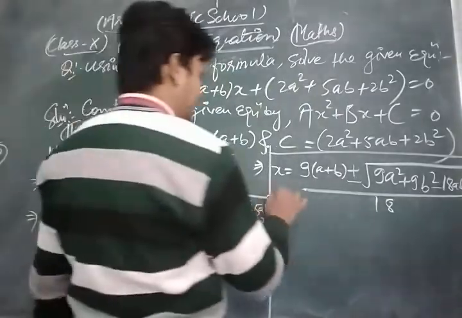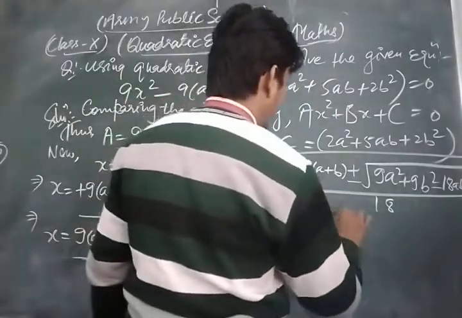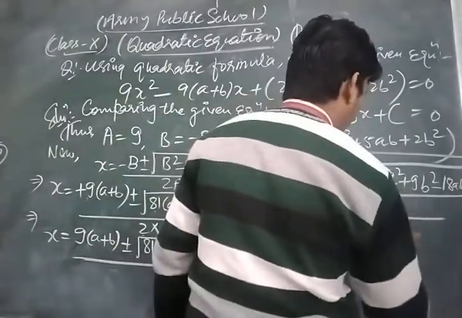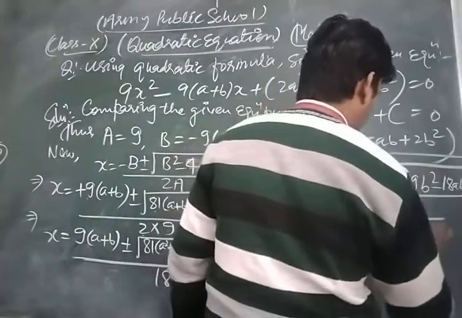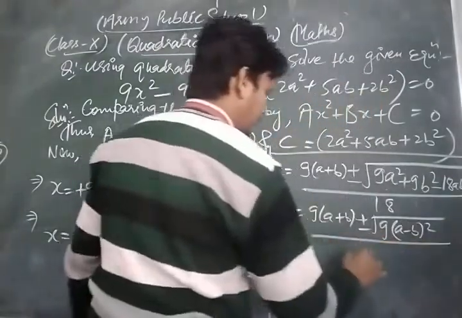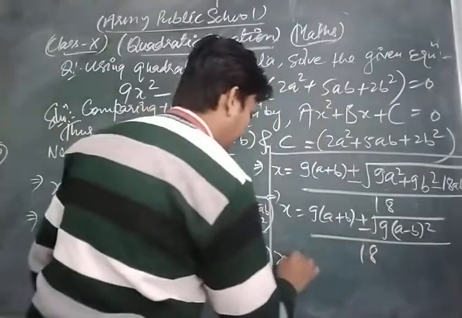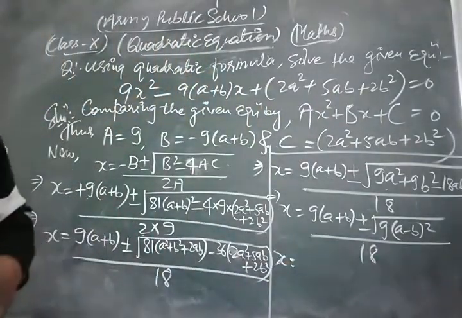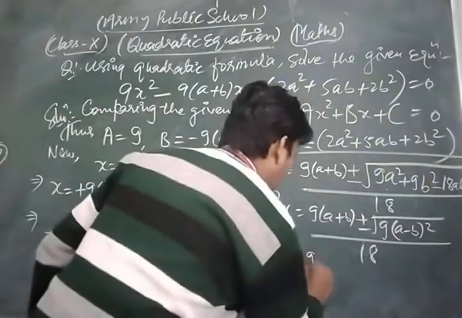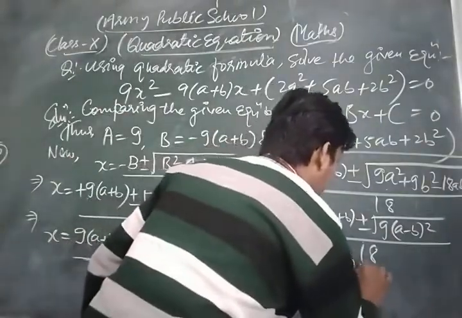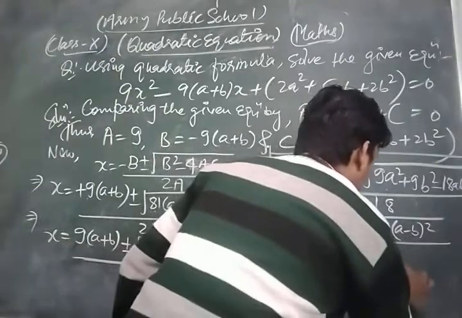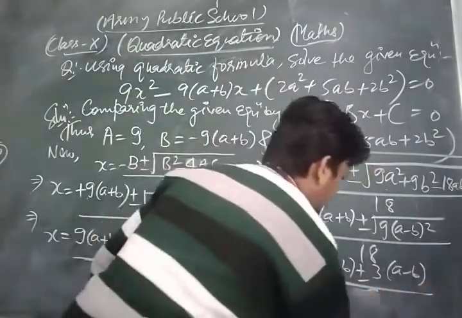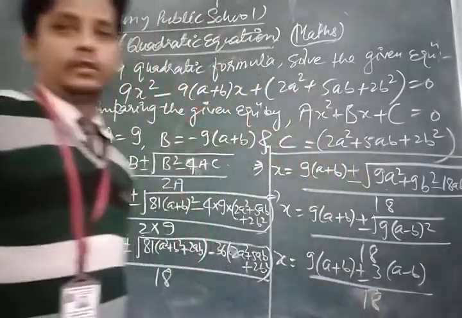Now we write x is equal to 9(a plus b) plus minus the square root, where we take 9 as common, and then we get (a minus b) whole square upon 18. From the 9 we take 3 out of the square root, so x is equal to 9 into (a plus b) plus minus 3 into (a minus b) upon 18.